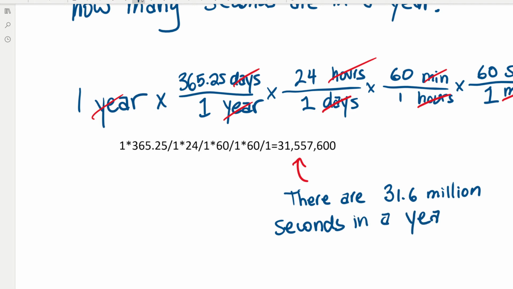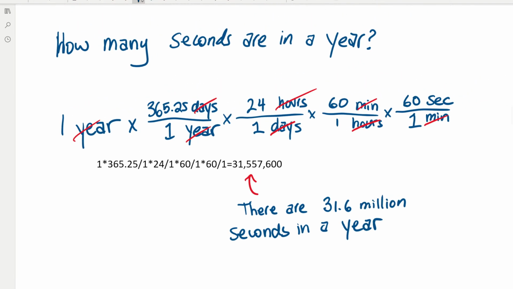So that's dimensional analysis and how we can use it to solve really simple little problems, but also we can use it to solve more complicated ones. I hope that's helpful.